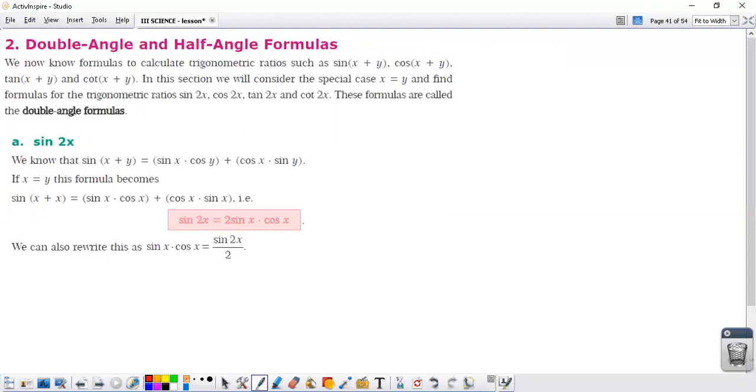The first is sine 2x. For 2x, we can write x and x, right? And after that, by using the sum formula, sine x plus y, remember this, it was sine x times cosine y plus cosine x times sine y. So the measures are the same. When we put it, we will get sine x times cosine x plus cosine x times sine x. It is 2 times sine x times cosine x. That is the double angle formula for sine. If we divide both sides by 2, we will get sine x times cosine x is equal to sine 2x over 2.